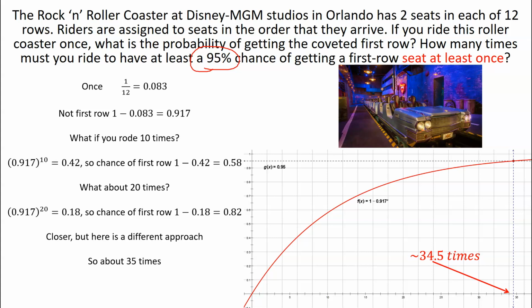So if this is completely random, then you've got a 95% chance that at least one of the times you got the front, if you rode it about 35 times. Now, I will tell you that you won't be able to ride it 35 times in a day because the lines are long enough. There's not enough hours in the day to get that. But maybe you come back time after time for like a 3-day vacation or something like that. But that's how you would do something like that. A little different approach. You let the graph kind of help you work it out. You may never have thought of using graphs for probability, but that is a valid technique.